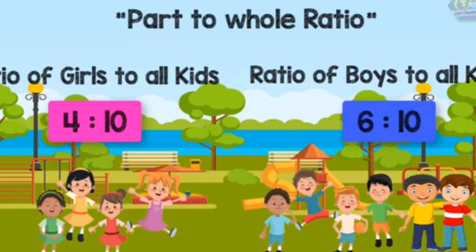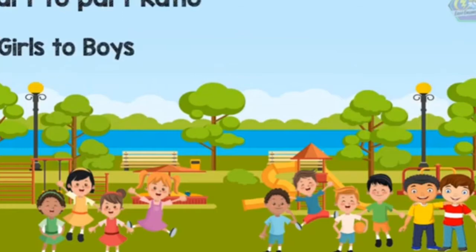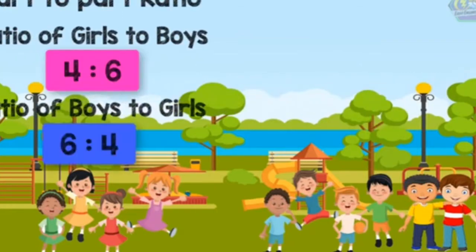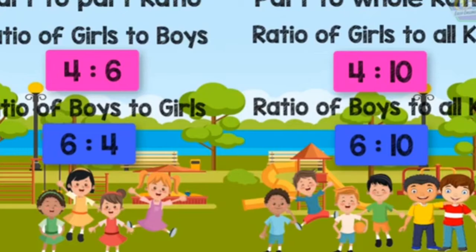Now in summary, we can say in part-to-part ratio, we have 4 to 6 for the girls and 6 to 4 for the boys. For part-to-whole ratio, we have 4 to 10 for the girls and 6 to 10 for the boys.